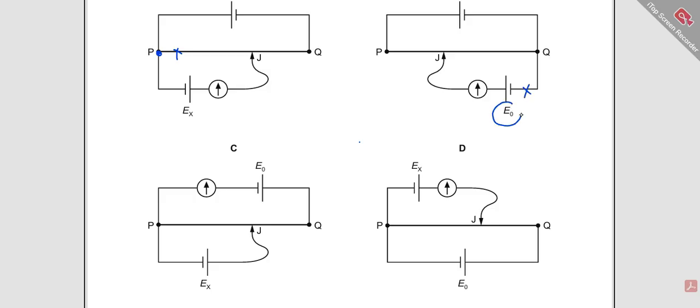Why? Because here the source cell is connected with the galvanometer and hence with the jockey. However, this is not the case originally. Originally, the cell of the unknown potential is connected to the galvanometer, which in turn is connected to the jockey. So this makes us conclude that in this case, option D is the correct option.